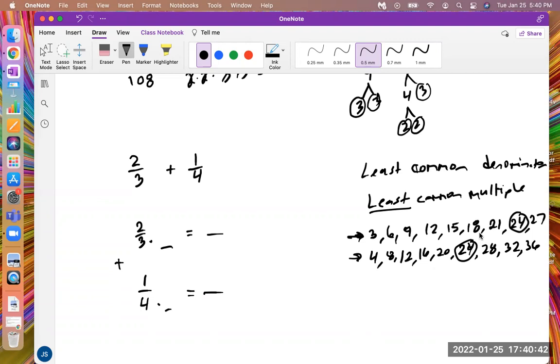And this is not a necessity. It doesn't have to be the smallest, but it's just to make our work easier if we take the smallest. So this is 12. It looks like the smallest number that is a common multiple to both is 12. So that will be our common denominator, okay? So that took a little bit of work.